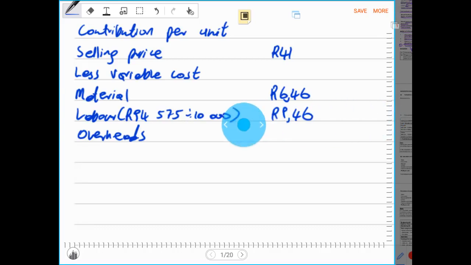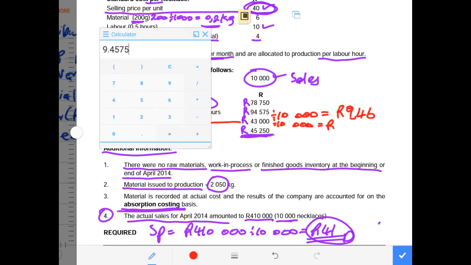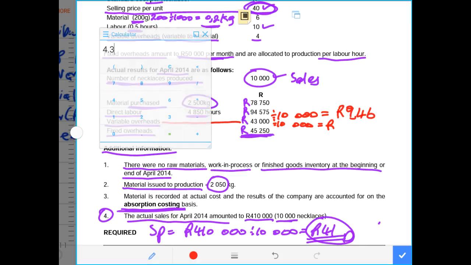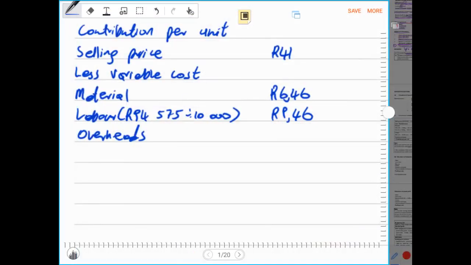Then after, we go to our overheads. Again, our overheads, we have the total of the variable overheads as 43,000. And we need it per unit, so we divide this by the number of units that were manufactured. Same thing. Then we say 43,000. We divide this by 10,000 units. And if we divide that, it will give us R4.30. So around R4.30 will be the actual variable overheads per unit. So now there was no other cost that was variable given to us.